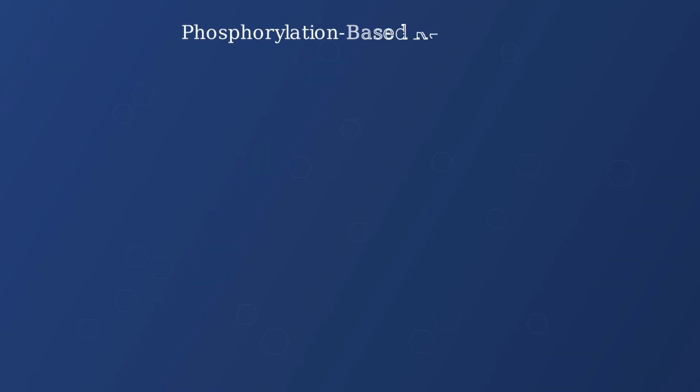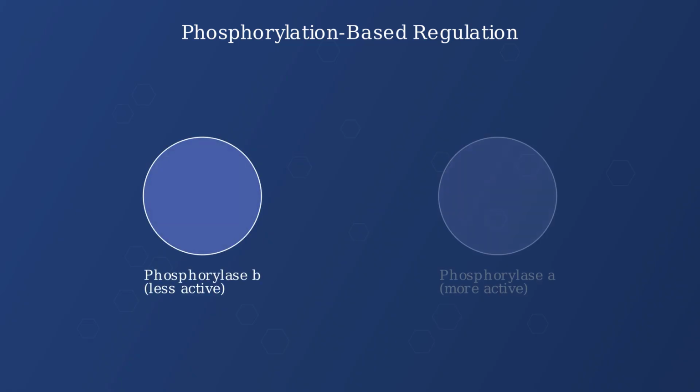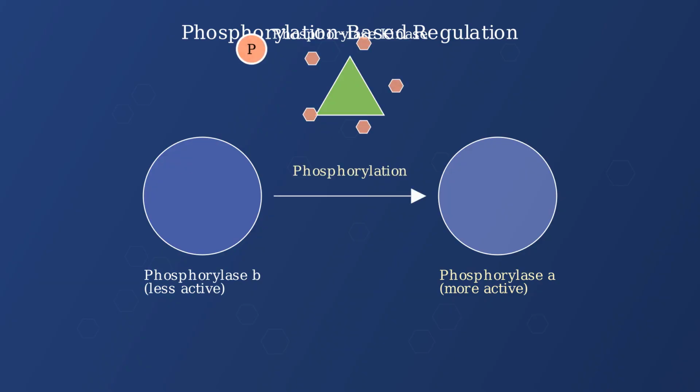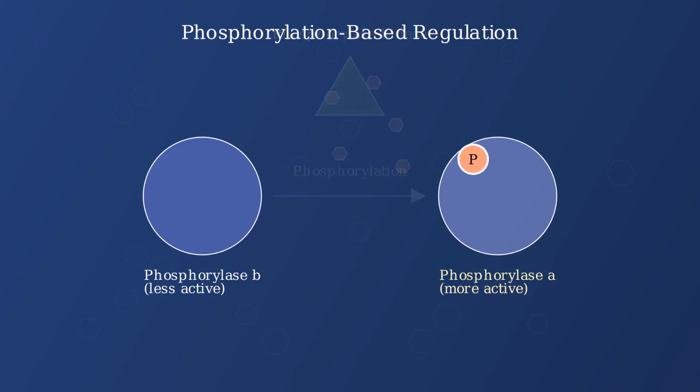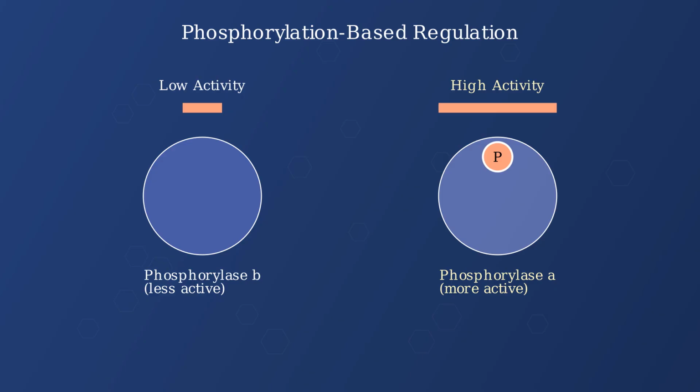We'll now explore how glycogen phosphorylase is regulated through phosphorylation. Glycogen phosphorylase exists in two main forms, the less active phosphorylase b and the more active phosphorylase a. The conversion from phosphorylase b to phosphorylase a is catalyzed by an enzyme called phosphorylase kinase. Phosphorylase kinase adds a phosphate group to phosphorylase b, converting it to phosphorylase a. This phosphorylation dramatically increases the enzyme's activity. Phosphorylase a is much more efficient at breaking down glycogen than phosphorylase b.